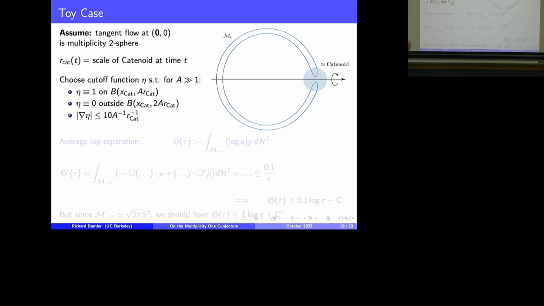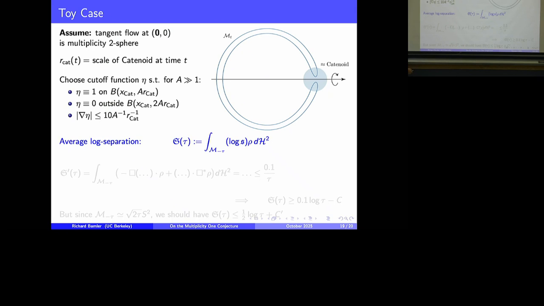And then I'm going to do something very naive. I'm just going to introduce a cutoff function. I'll call it eta. And I want eta to be equal to 1 near this catenoid, in an A times r_cat ball. A is going to be some large constant that I'll choose later. And I want it to be 0 outside of a ball of twice that size. And it should just satisfy the obvious gradient bound. So it's just how you would normally choose a cutoff function.